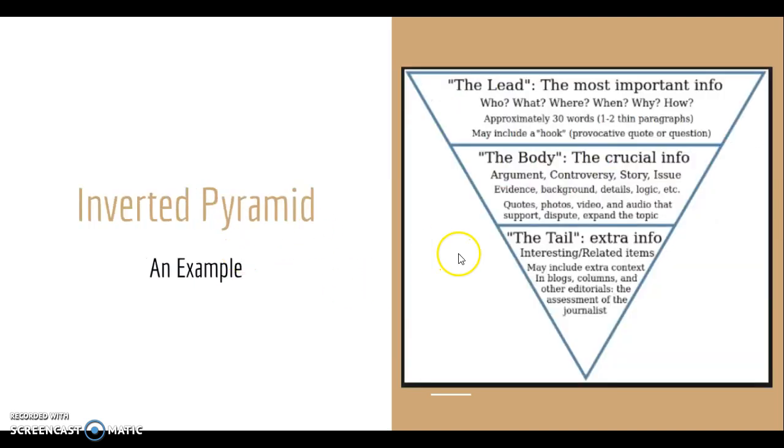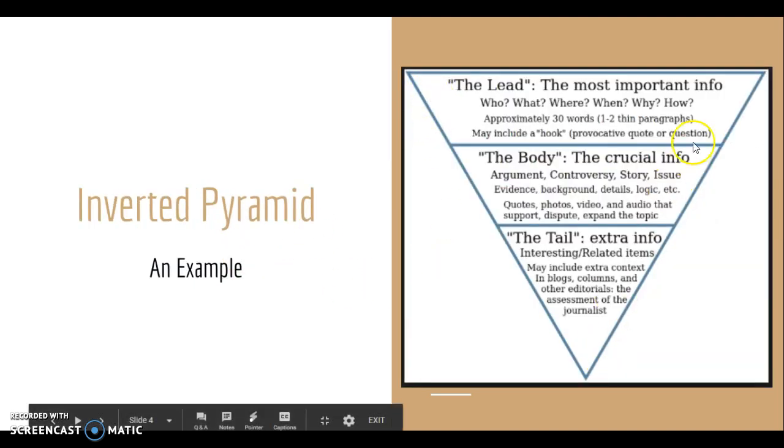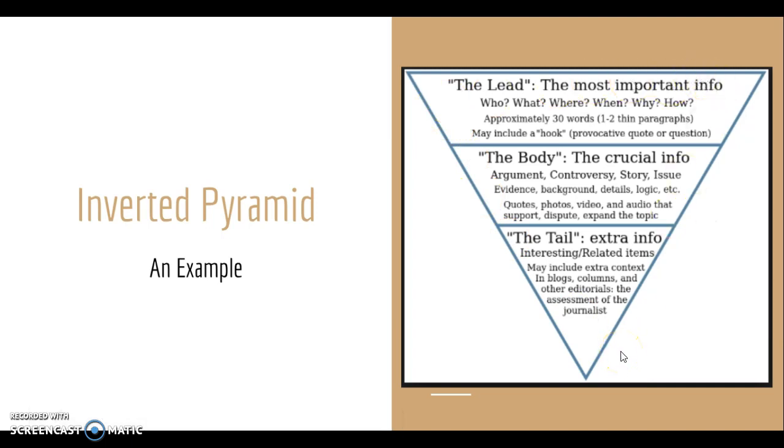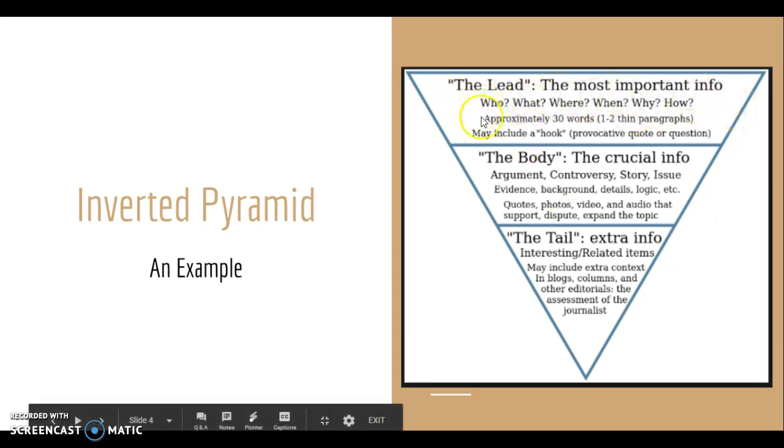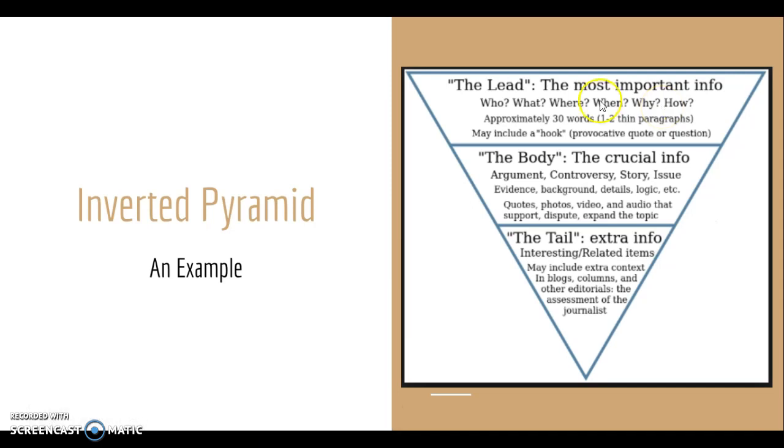And an example of inverted pyramid, it's not technically an example, it's just a diagram. So this is obviously where the inverted or upside down pyramid concept comes from, because it's literally an upside down pyramid. So the lead, the bulk of your story, the biggest part of your story needs to be at the top. Again, the who, what, when, where, why, how. Approximately 30 words, so one or two transitions. You can literally do it in a sentence, though, I promise.